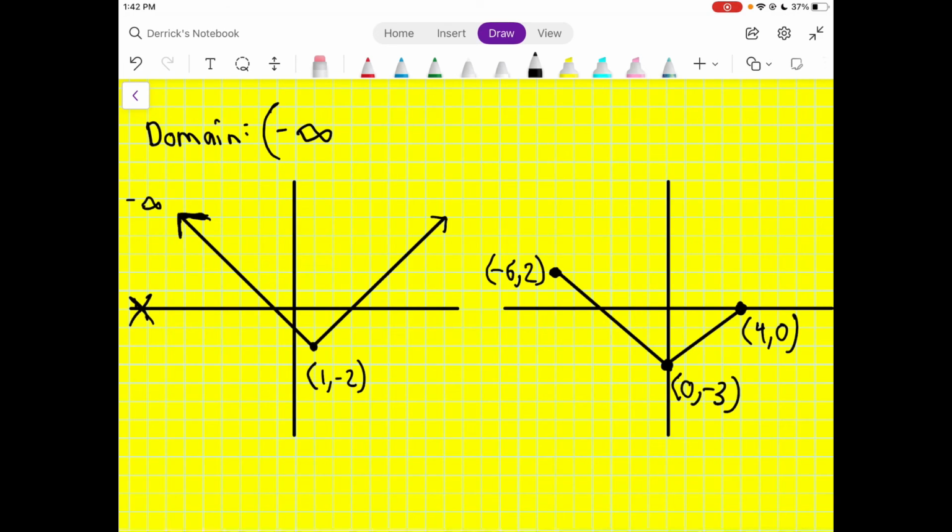Next question would be how far right this graph goes. And again, we have this arrow showing that it goes to the right forever. Or in other words, positive infinity. Again with the parentheses.